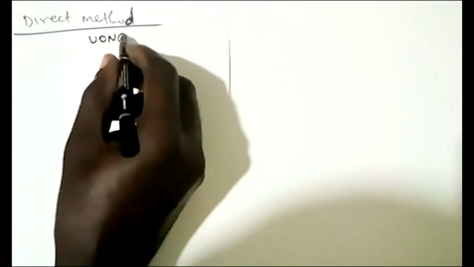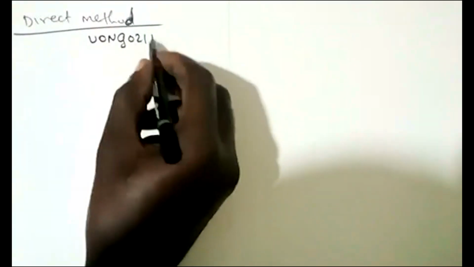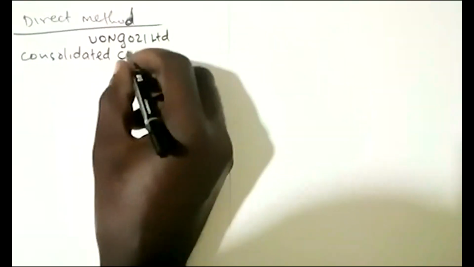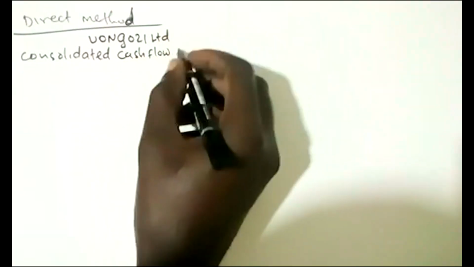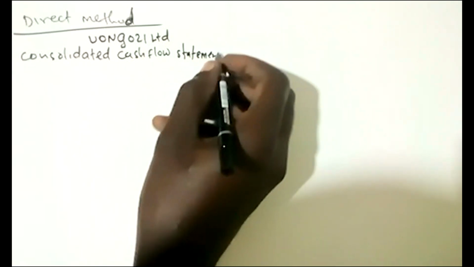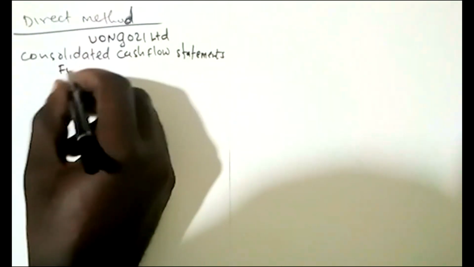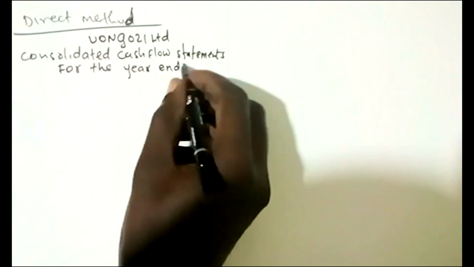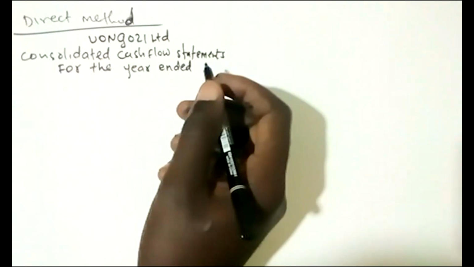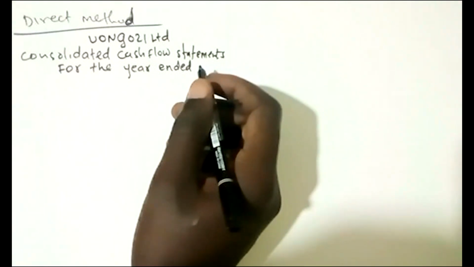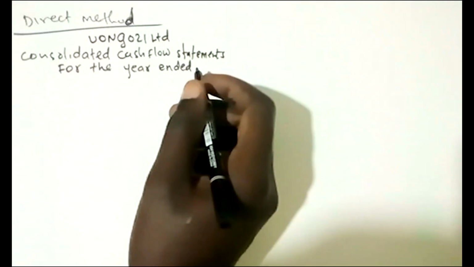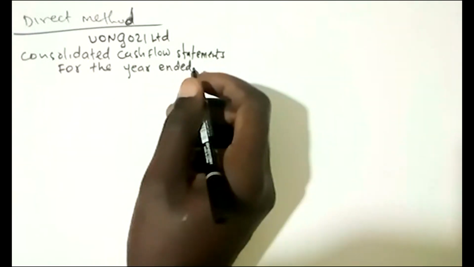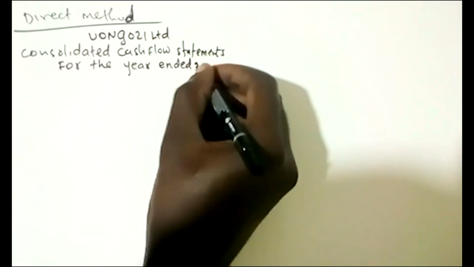So Uongozi Limited, we have the consolidated cash flow statement for the year ended, that is our financial year was ending when? September 2013.